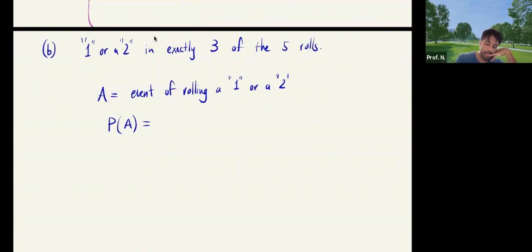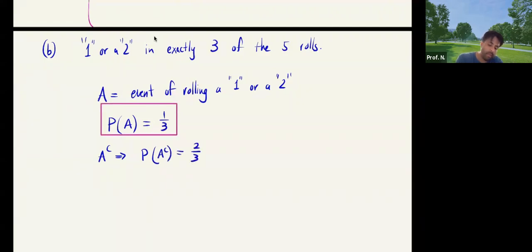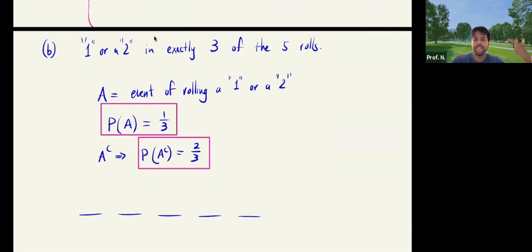Anybody? What's the probability of rolling a 1 or a 2 on a 6-sided die? 2/6, which is a third, right? What's the probability of not rolling a 1 or a 2? So the complement. Isn't it just 2/3? Right? The complement is not a 1 or a 2. And I want, of the 5 rolls, so 1, 2, 3, 4, 5, 3 of them to be a 1 or a 2. I'm just going to call that event A, so I want event A to occur 3 times.